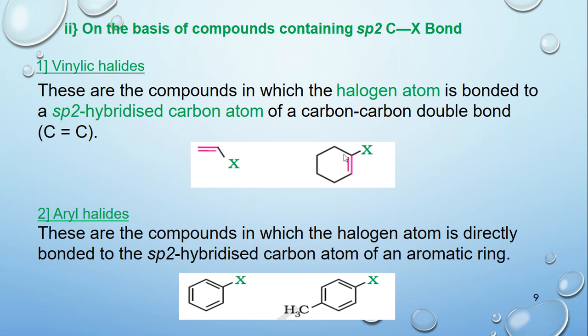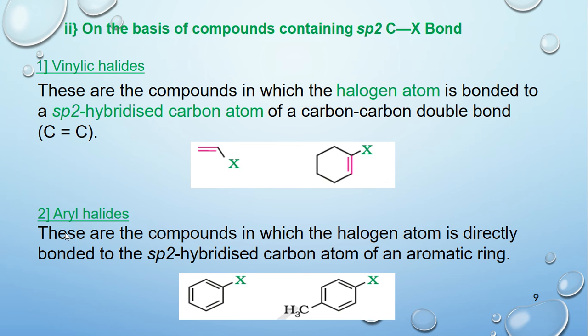Look at the second example wherein we have shown a cycle. So you have a halogen atom which is bonded to the carbon atom and which is immediately bonded to the next carbon atom having a double bond.